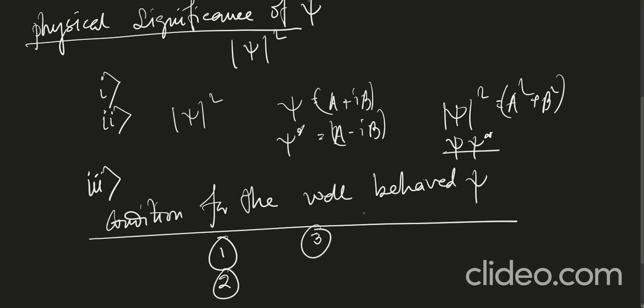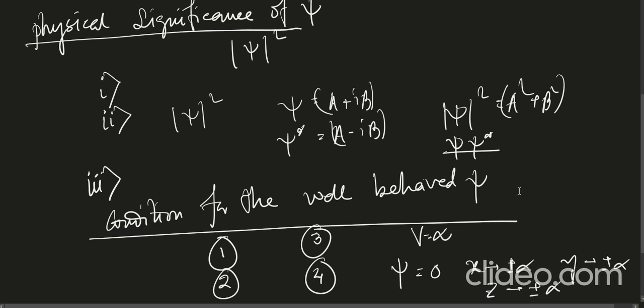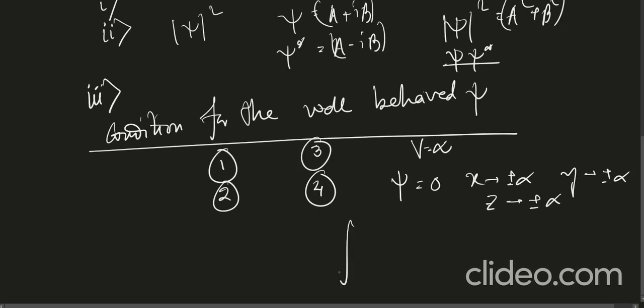Number 3: psi must be continuous in all regions except those regions where the potential energy is equal to infinity. Number 4: psi must vanish at infinity, that is psi equals 0 as x tends to plus or minus infinity, also y tends to plus or minus infinity, also z tends to plus or minus infinity. In other words, we can say that the integral from minus infinity to plus infinity of psi star psi dx is less than infinity.